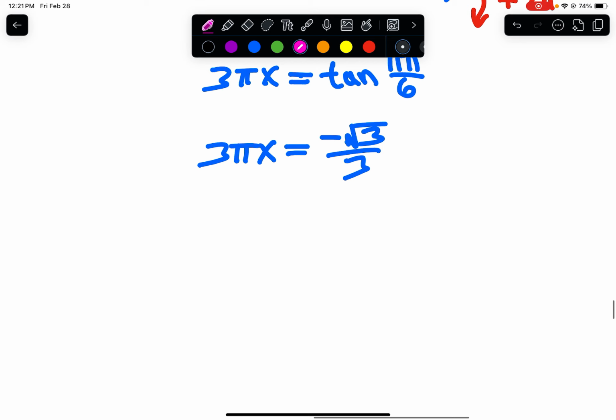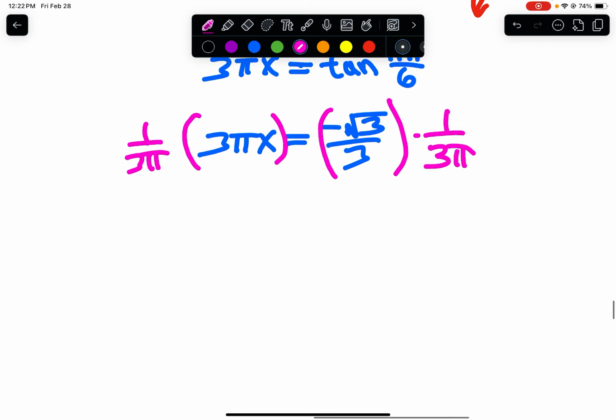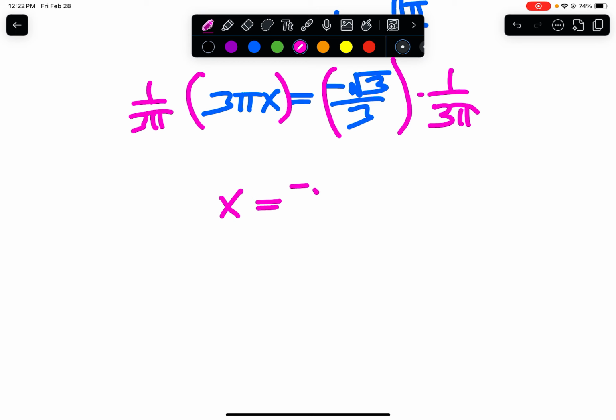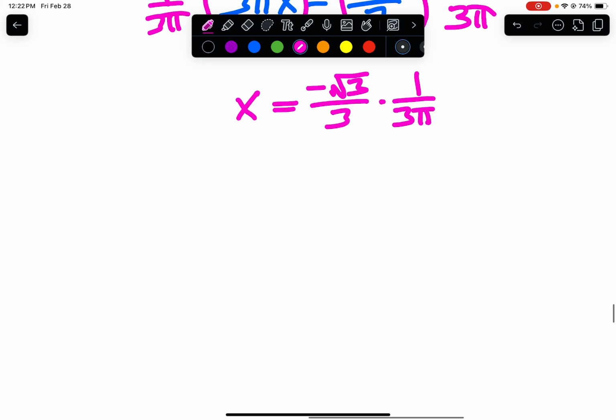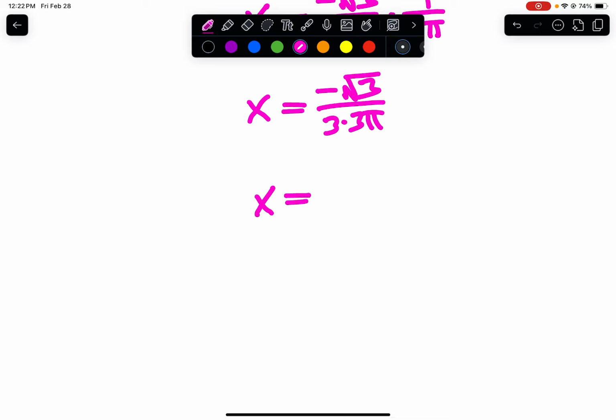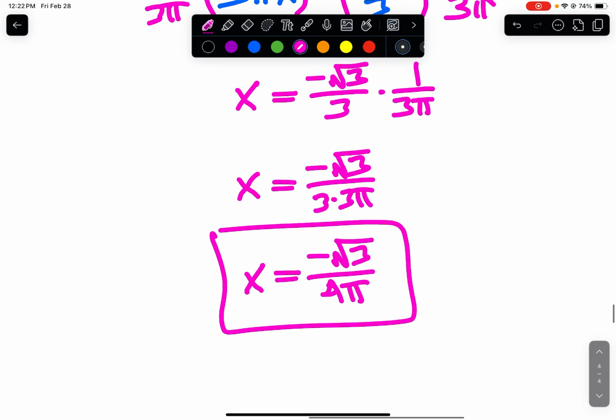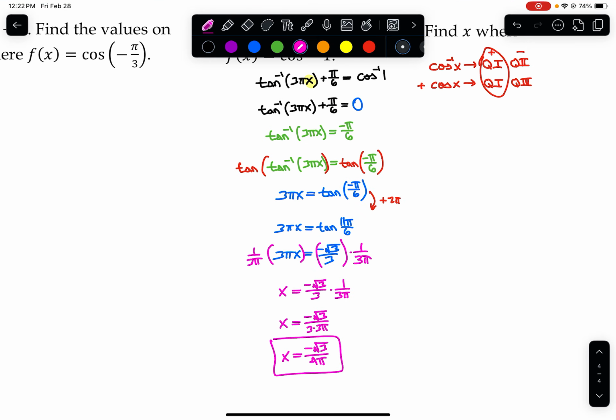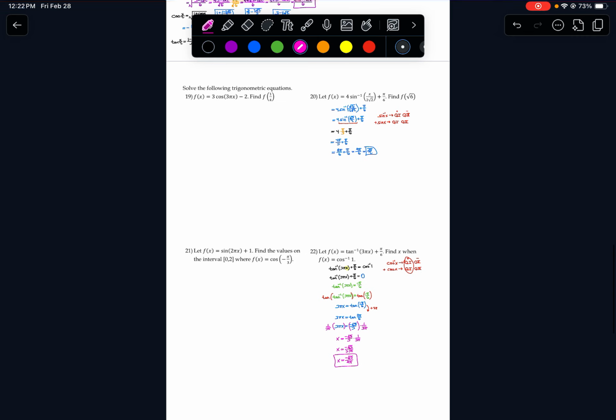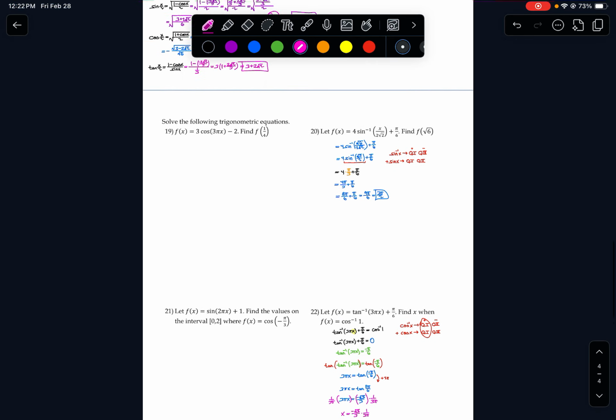And then I need to get rid of the 3 pi on the left side. So I'm going to divide, or multiply rather, by 1 over 3 pi, which is the same thing. So my x value is going to be negative root 3 over 3 times 1 over 3 pi. So this is going to be negative root 3 over 3 times 3 pi, which is going to give me negative root 3 over 9 pi. So, ta-da! So I will say 19 is pretty straightforward, just like 20.